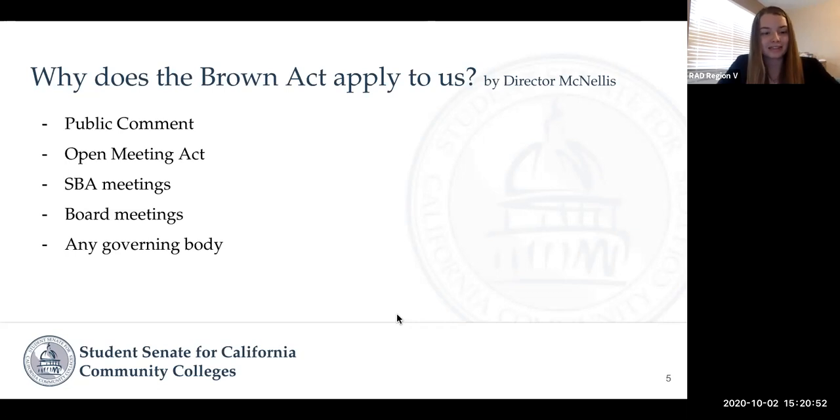And then lastly, any governing body. Okay, so I wanted to take a moment to define what it means to be a governing body, just so that everyone's aware of what it means and who has to comply with the Brown Act, right? So a governing body is a group of a local agency.